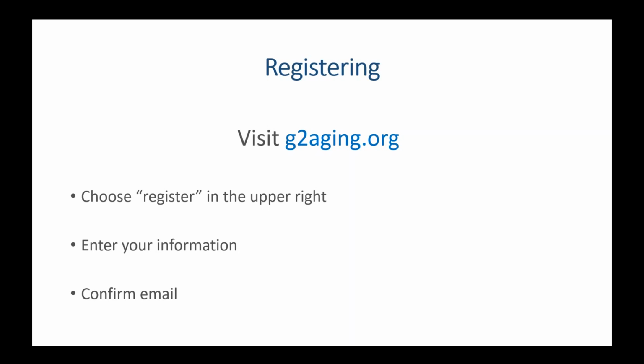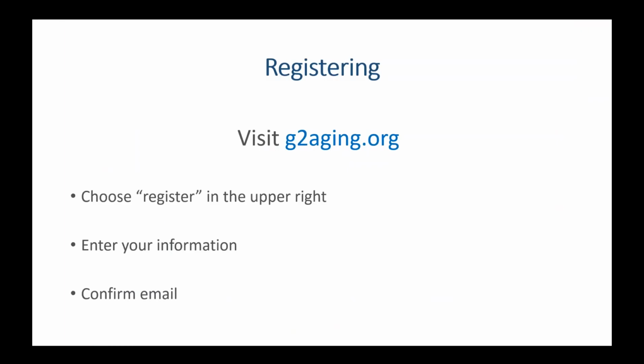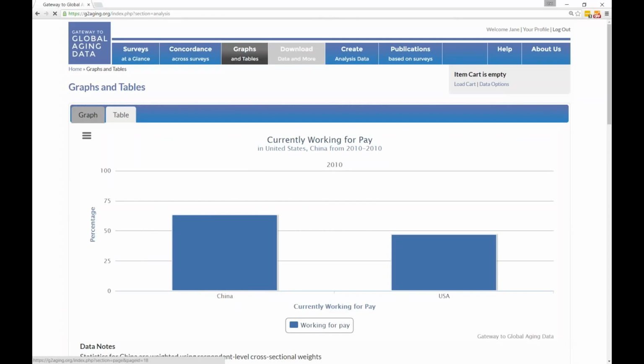To register, you can visit g2aging.org, our website. If I log out of my profile here, you can see what will be replaced at the top is a register button. And if I click on that register button, then I can easily register. You can enter your information, and all that we ask is you'll get a confirmation email, and you can confirm that email. One of the things that registering allows you to do is to use our downloads page.